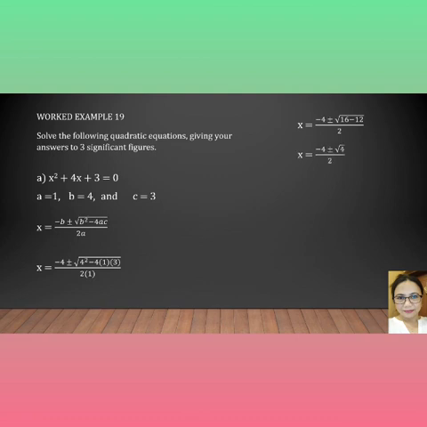16 minus 12 equals 4. So it becomes x equals negative 4 plus and minus the square root of 4 all over 2. Square root of 4 equals 2. So we have x equals negative 4 plus minus 2 all over 2. Using the positive root, we get x equals negative 4 plus 2 all over 2, which is equal to negative 2 over 2 equals negative 1. Using the negative root, we get x equals negative 4 minus 2 all over 2, which is equal to negative 6 all over 2, equals negative 3. So the values of x are x equals negative 1 or x equals negative 3.